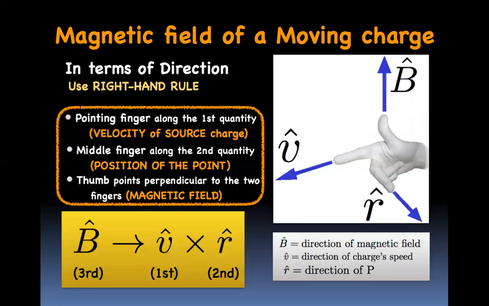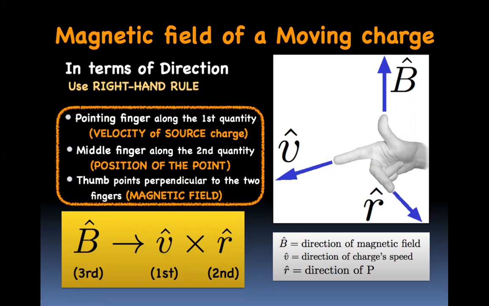Now, in terms of direction, we are to use the right-hand rule. In this way, we are to orient our hand following the figure here. As you can see, the pointing finger, the thumb, and the middle finger are all making an L shape with respect to each other. In doing the right hand rule to obtain the direction of the magnetic field, we have to orient the pointing finger along the first quantity, in this case the velocity of the source charge.